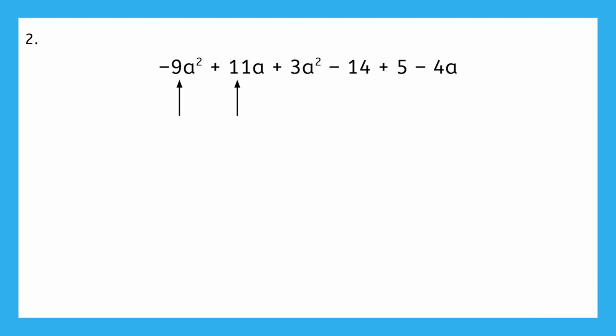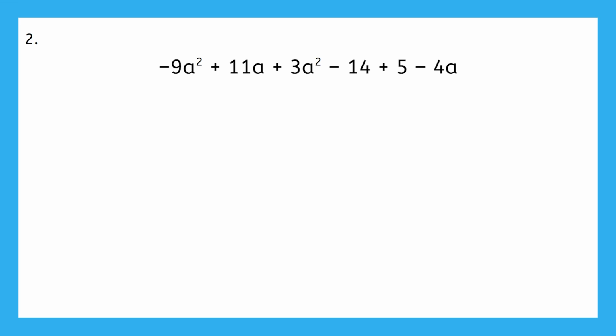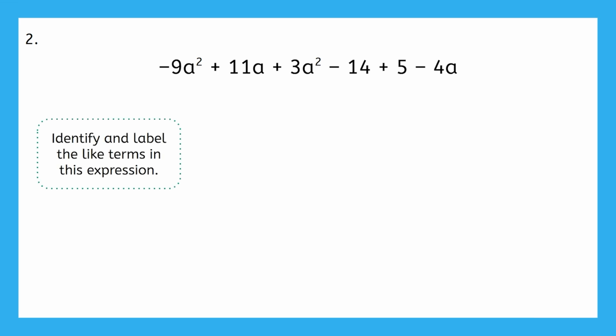The definition of like terms states that the terms must have the same variable and be raised to the same exponent. Even though negative 9a squared and positive 11a have the same variable, a, they are not raised to the same exponent, so they're not like terms. Pause again while you identify and label all the sets of like terms in this expression.